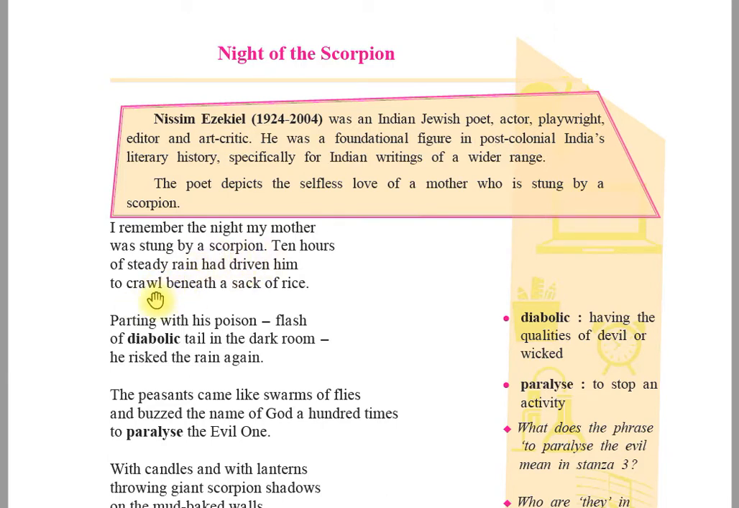The poet remembers the night when his mother was stung by a scorpion. Ten hours of continuous rain had made the scorpion seek shelter under a sack of rice in the house of the narrator. After stinging his mother, it went out with the rain again. So after biting the poet's mother, the scorpion went out of the house. And when it is raining, mostly in the rainy season, this type of insect, the scorpion, especially comes into our houses. After stinging his mother, it went out, risking the rain again.